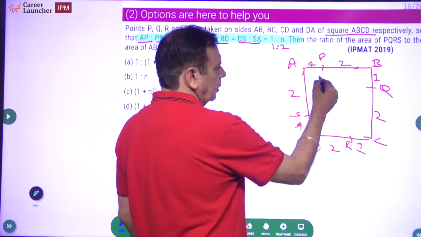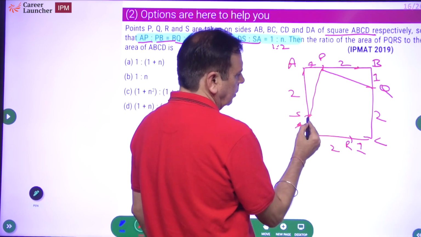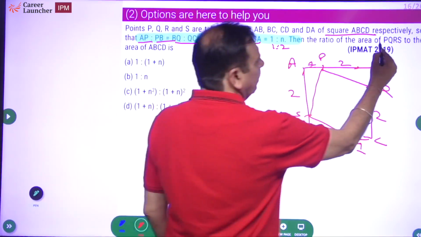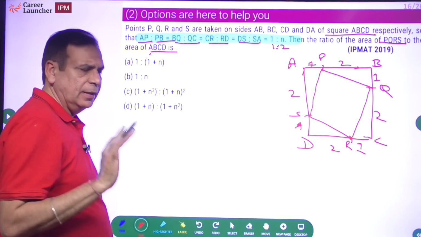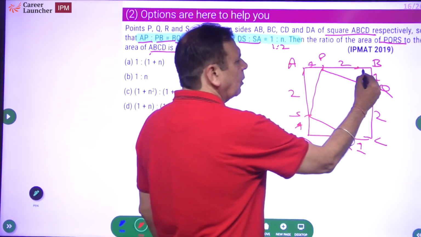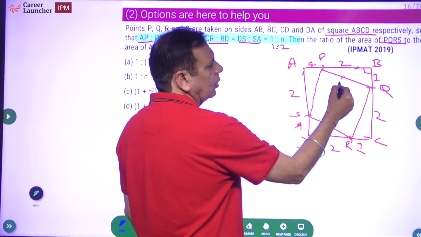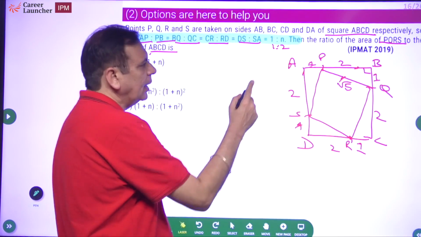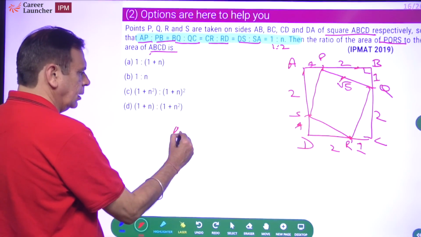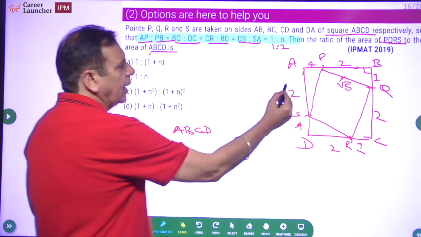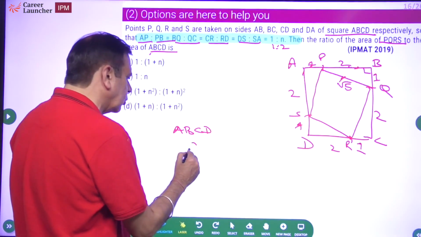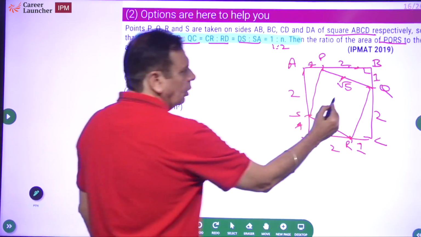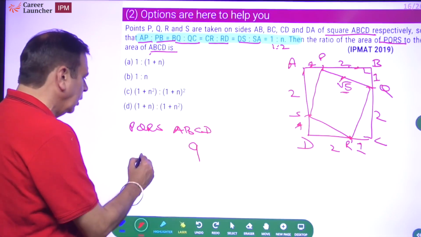Now, what is he asking? The ratio of the area of square PQRS to the area of square ABCD, right? Now, this is a right angle triangle. So, what will be the value of this hypotenuse? 1 and 2, so under root 5. So, what is the area of the square ABCD? ABCD has a side of 1 plus 2, 3. So, the area of the square ABCD will be 9. And what about PQRS? It has a side of under root 5. So, the area will be 5.